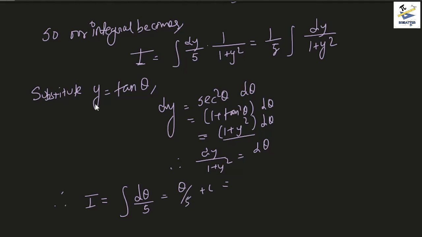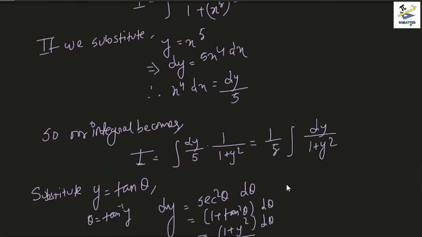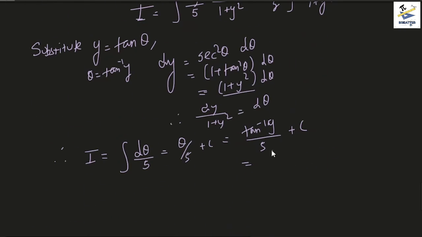But theta, as you know, if y is tan theta, then theta would be tan inverse y. Then the answer would be tan inverse y by 5 plus c. But we also need to put back the value of y, which we substituted as x to the power 5. So the answer would be tan inverse of x to the power 5, whole divided by 5 plus c, which is our answer. Right? Okay.